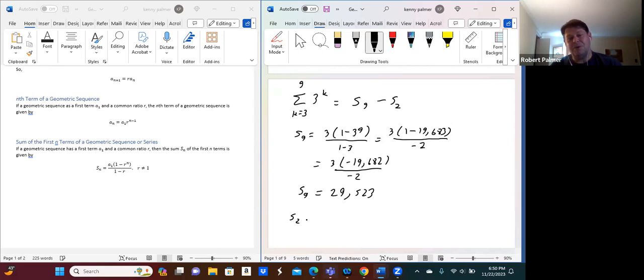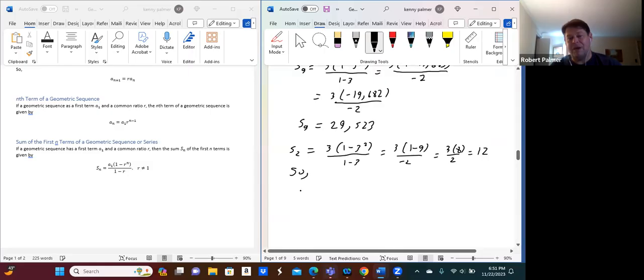Okay, and S2 should be a little bit easier. So it's going to give me A1, which is 3, times 1 minus 3 to the n, or 3 squared, over 1 minus 3. And right, this would be much easier to calculate. This would be 3 times 1 minus 9 over negative 2. That's going to be 3 times 8 over 2. So that's going to be 24 over 2, which is going to be 12. Okay.